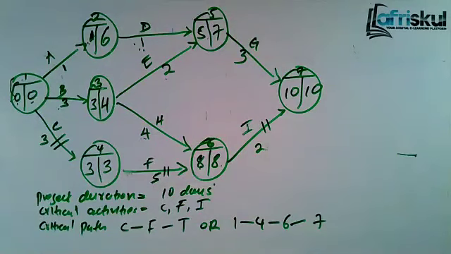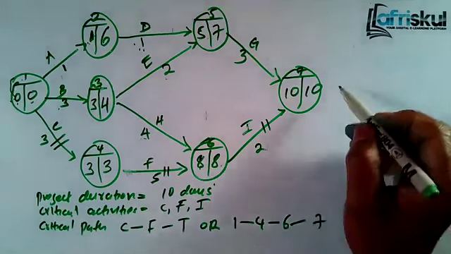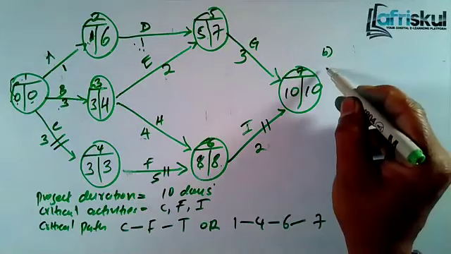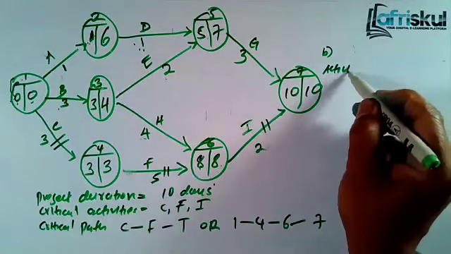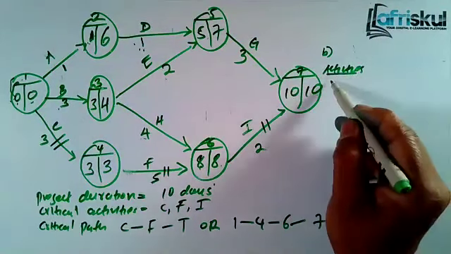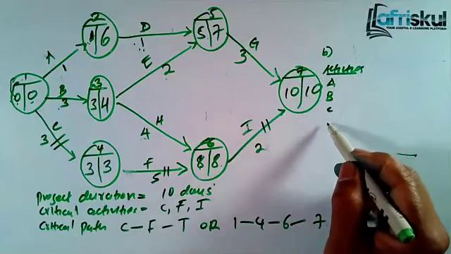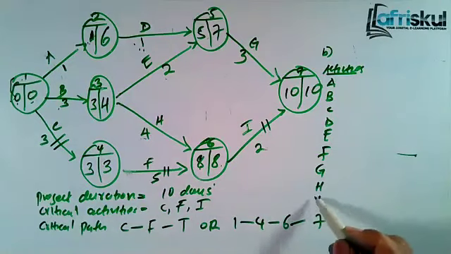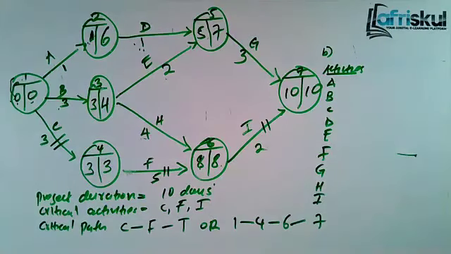So in this case, I don't want to have that, so allow me to put it here. I'm doing part B. So we have the activities here: activity A, B, C, D, E, F, G, H, and I. Then, kindly allow me to write the formula here.